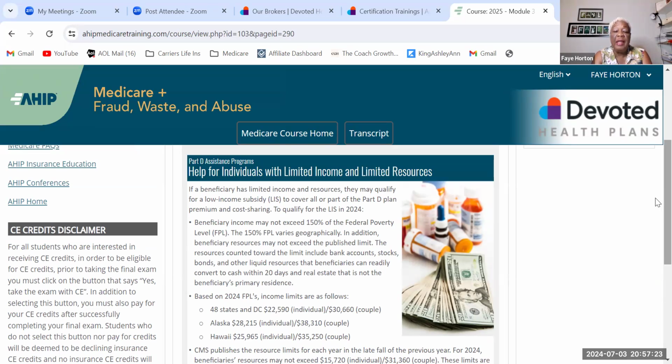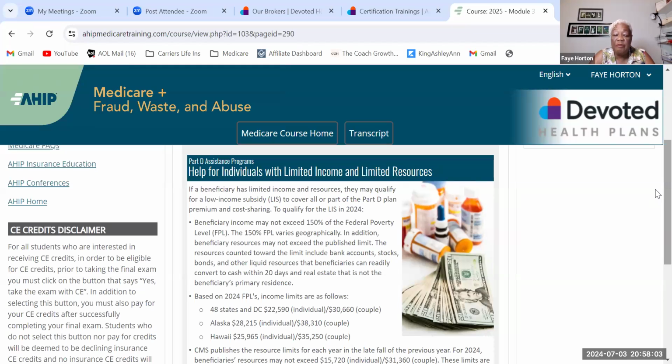To qualify for LIS in 2024, beneficiary income may not exceed 150% of the federal poverty level. The 150% varies geographically. In addition, beneficiary resources may not exceed the published limit. The resources counted towards the limit include bank accounts, stocks, bonds, other liquid resources that beneficiaries may readily convert to cash within 20 days, and real estate that is not the beneficiary's primary residence.